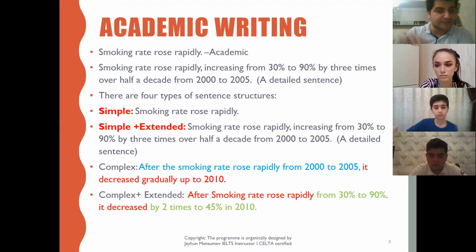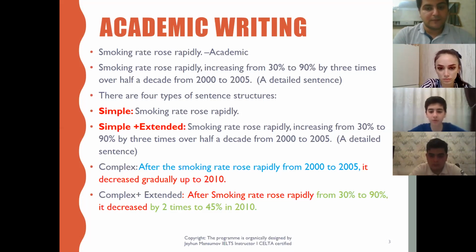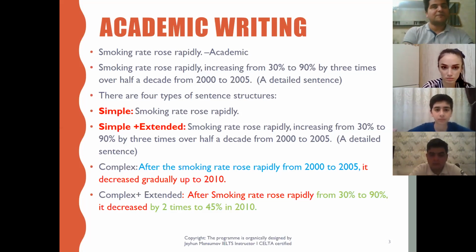detail with numbers. So Ristam, can you read the last sentence, please? After smoking rate rose rapidly from 30% to 90%, it decreased by 2 times to 45% in 2010. It's crystal clear that these sentences have information and detail. So this is why it is called complex extended, but it has two parts, subject plus verb, comma, and another subject plus verb pair. Okay, so it is called complex extended.